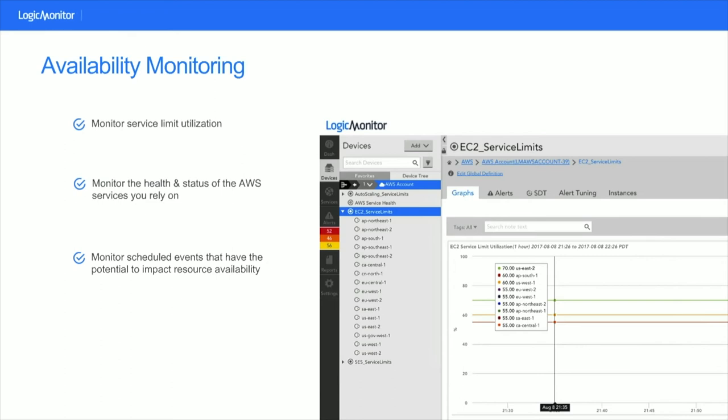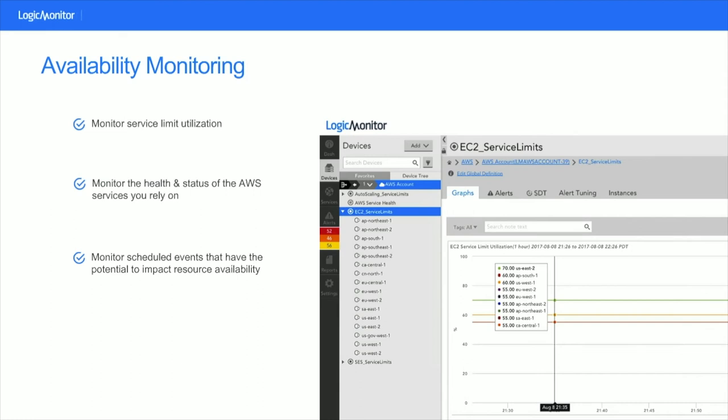Is it an issue with the availability of the cloud service? Have you hit your service limits? Was there a scheduled maintenance event you didn't know about for one of your instances? These are all factors that should be monitored for cloud resources, as they have the potential to impact the availability of your application. And for AWS, some of this information is available via Trusted Advisor, as Sam mentioned.